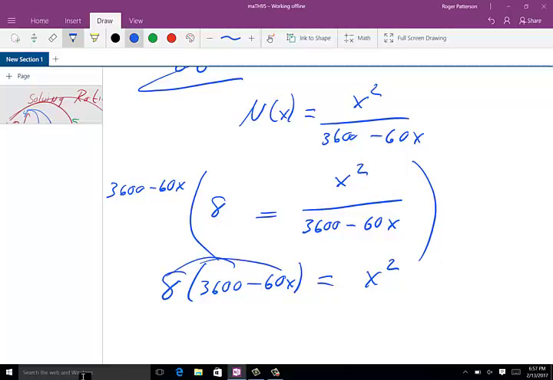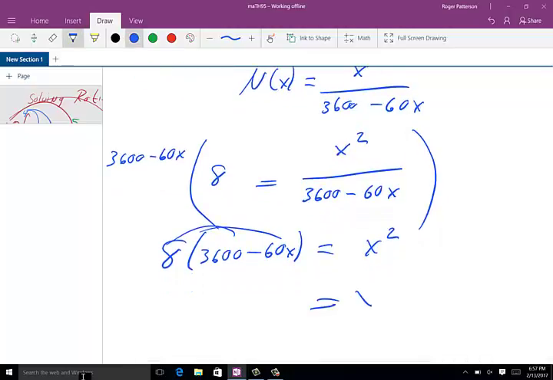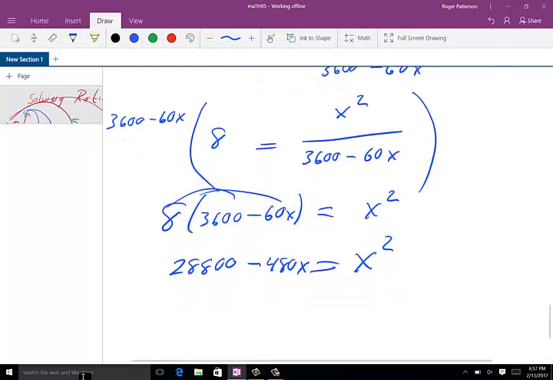Distribute. Ooh, 8 times 36. 2880 or 28,800. Is that right? And this one's 480x. So now what are we going to do?